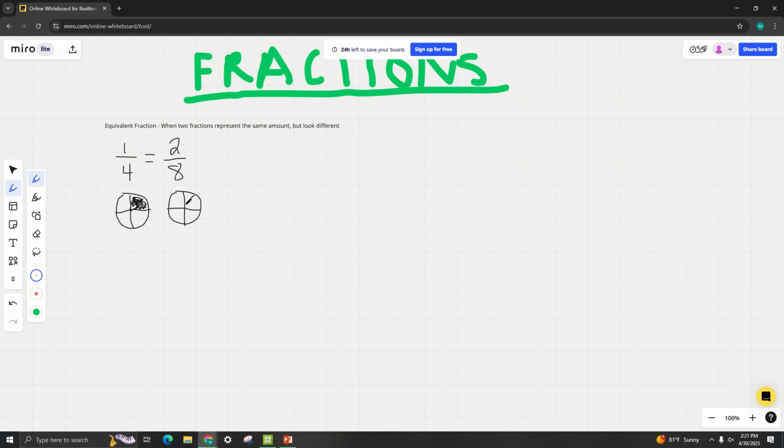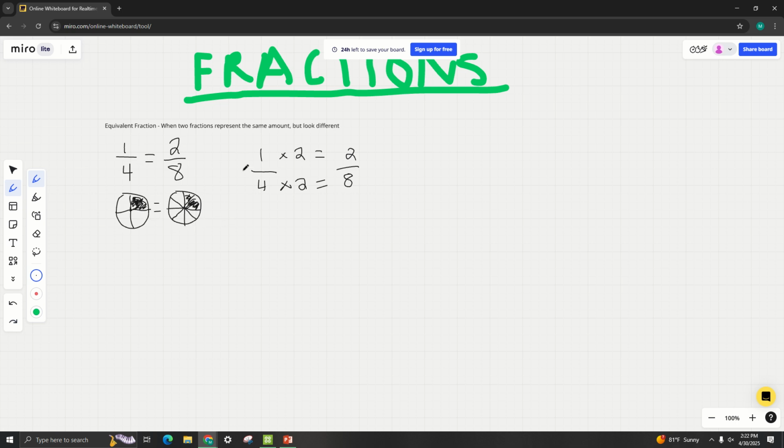There's 4, 6, and 8 pieces. I fill in 2 of these. And this is not a perfect representation, but we can see that they are representing the same amount of space. And if you're real savvy with the numbers, you might even notice that all I've done is I've doubled my numerator, my top number, and my denominator, my bottom number, which is how I got my 2 and my 8. So all I did was I doubled 1/4. It's representing the same amount. They just look different.